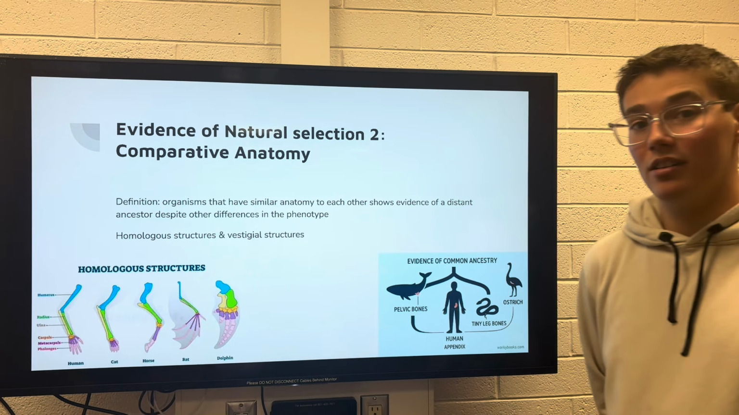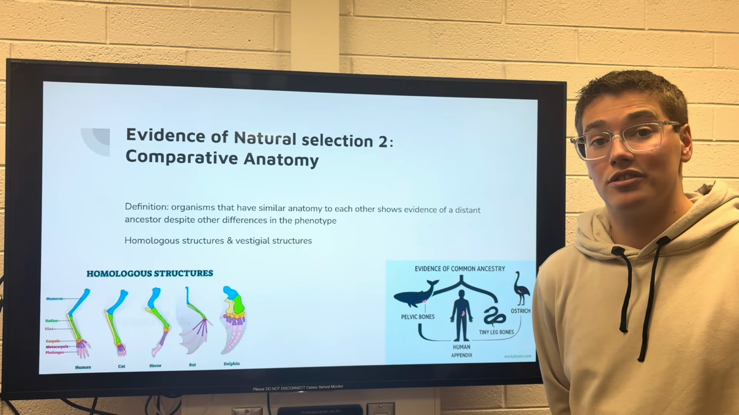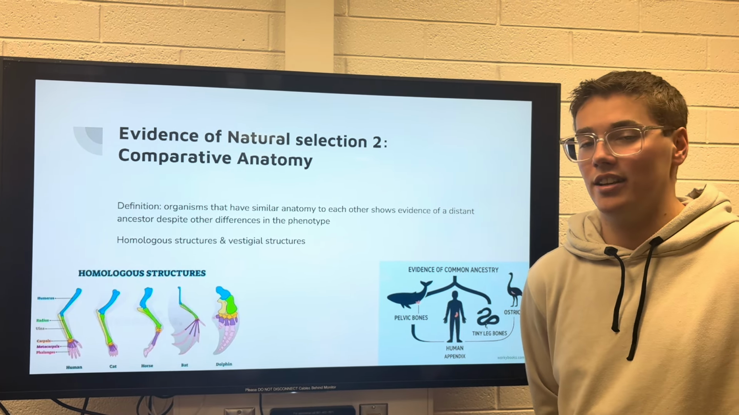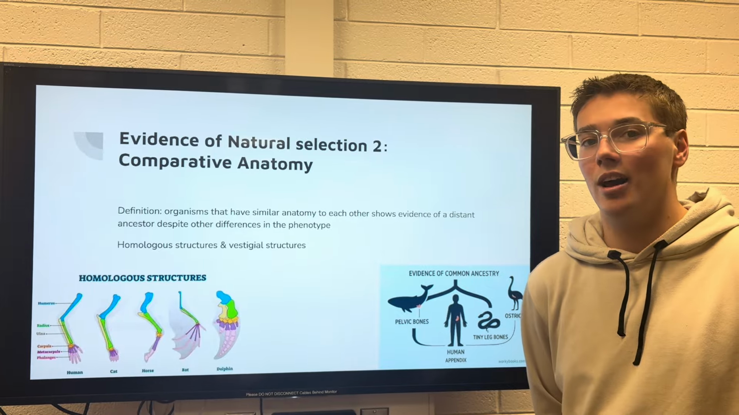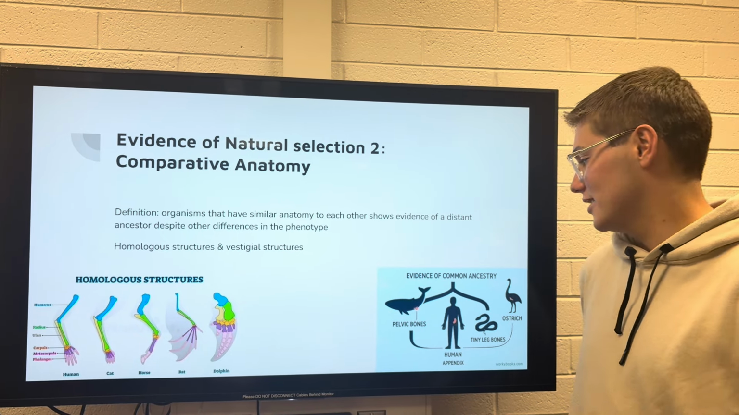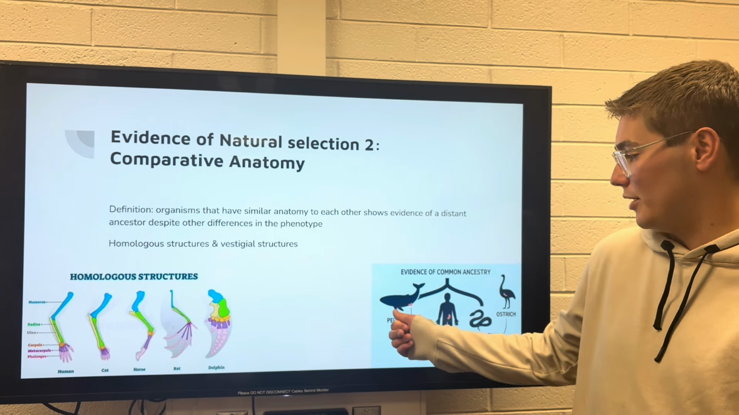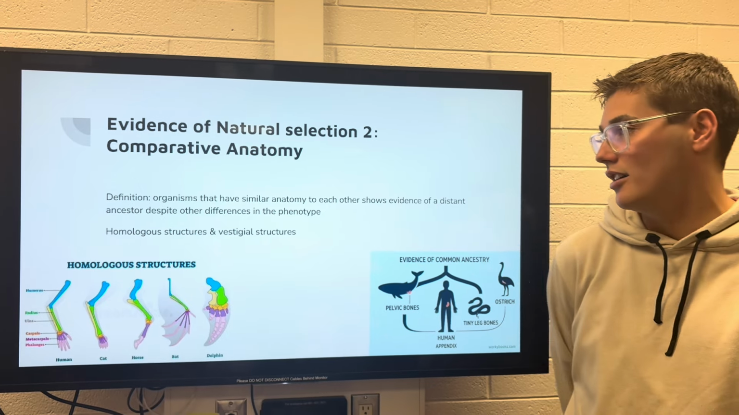Another example of this is the vestigial structures, where some organisms continue to maintain structures that they no longer use, and it makes no sense for them to have it unless there's a common ancestor that is left over. An example of that is the whale with pelvic bones, where we as humans use them, and whales have them, but they don't use them, and so it's evidence of that common ancestor.